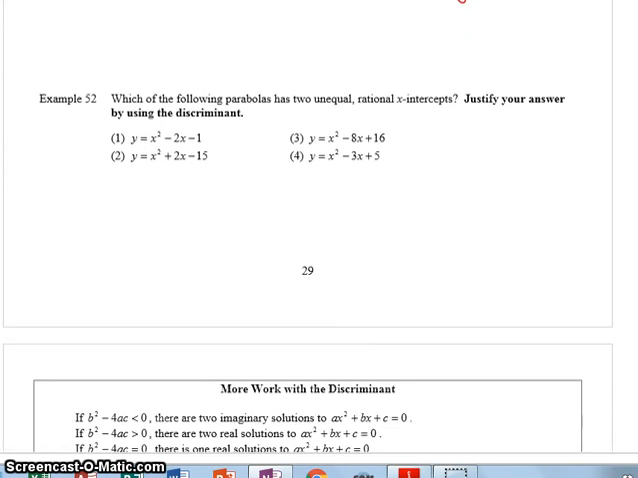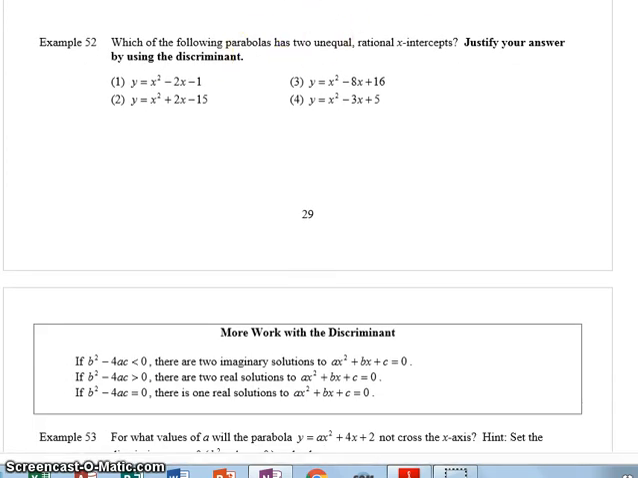Last example here, 52. Which of the following parabolas has 2 rational? The second it says rational, in your head, you need to think it has to be a perfect square. So you're going to calculate each of the discriminants, and you want to know which one's going to be a perfect square. And when you go to choice 2, your discriminant ends up being 64. And because 64 is a perfect square, you know there's 2 unequal rational x-intercepts.